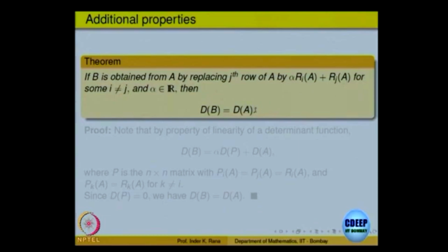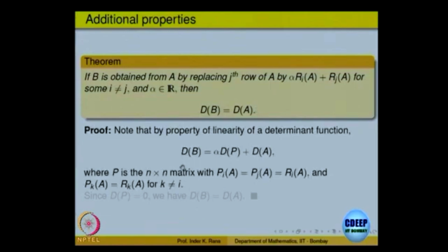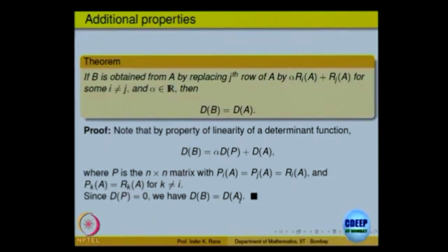So let us write that. It is just saying that the determinant of the new matrix is alpha times d of P plus d of A. What is P? P is the matrix where the ith and jth rows are the same, equal to Ri. So that will be equal to 0. And dB equals d of A, the other one is just A. Again linearity, just expanding those rows and writing in the new form.